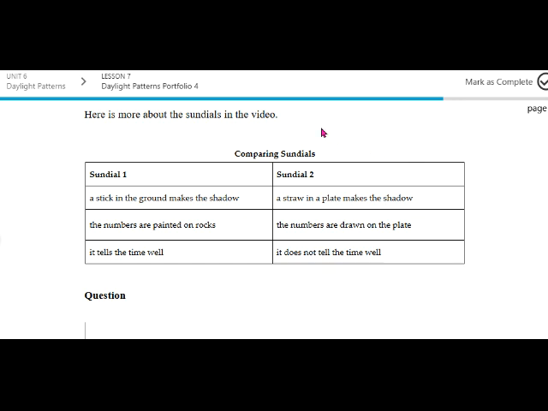Here's more about the sundials in the video. Sundial 1, sundial 2. In sundial 1, there was a stick in the ground that makes a shadow. But in sundial 2, there was a straw and a plate that makes a shadow. In sundial 1, the numbers are painted on rocks, and in sundial 2, the numbers are drawn on the plate. In sundial 1, it tells the time well. In sundial 2, it does not tell the time well.